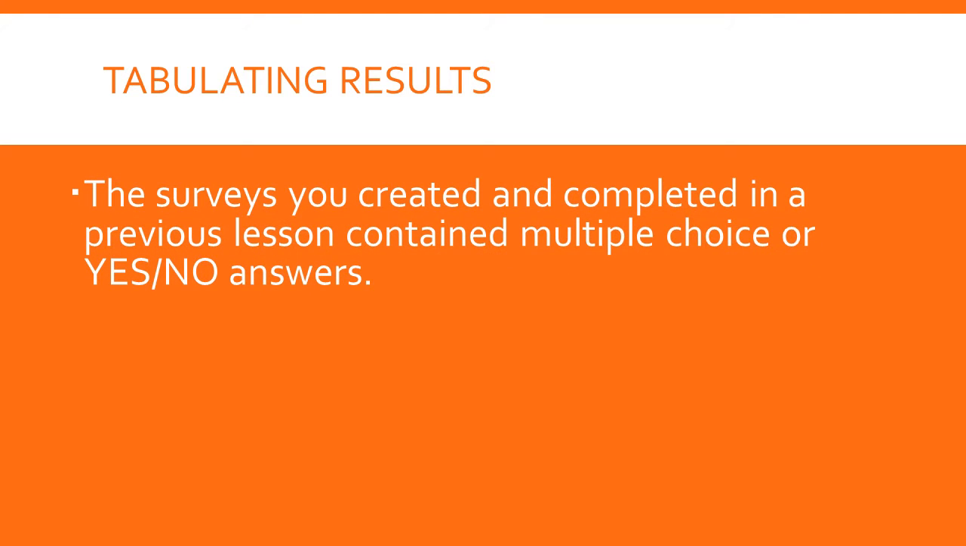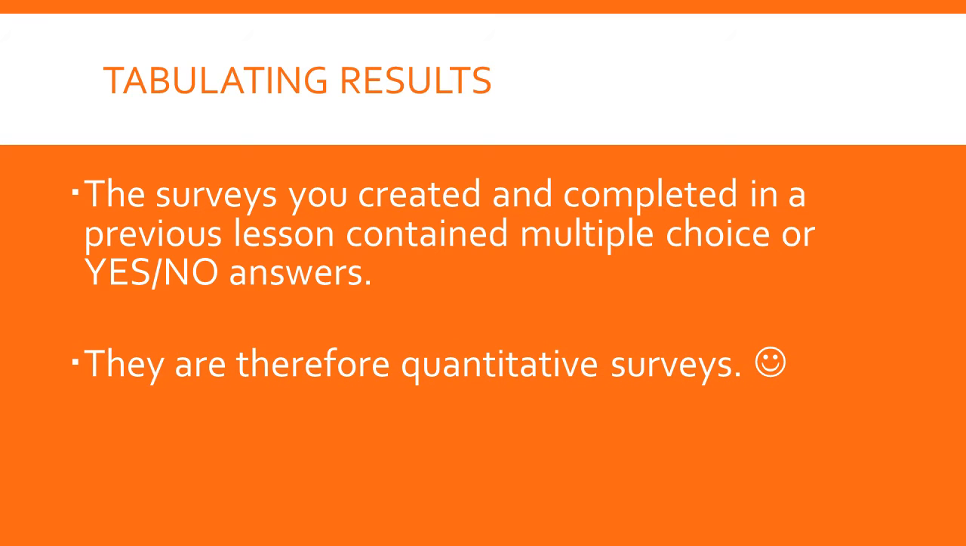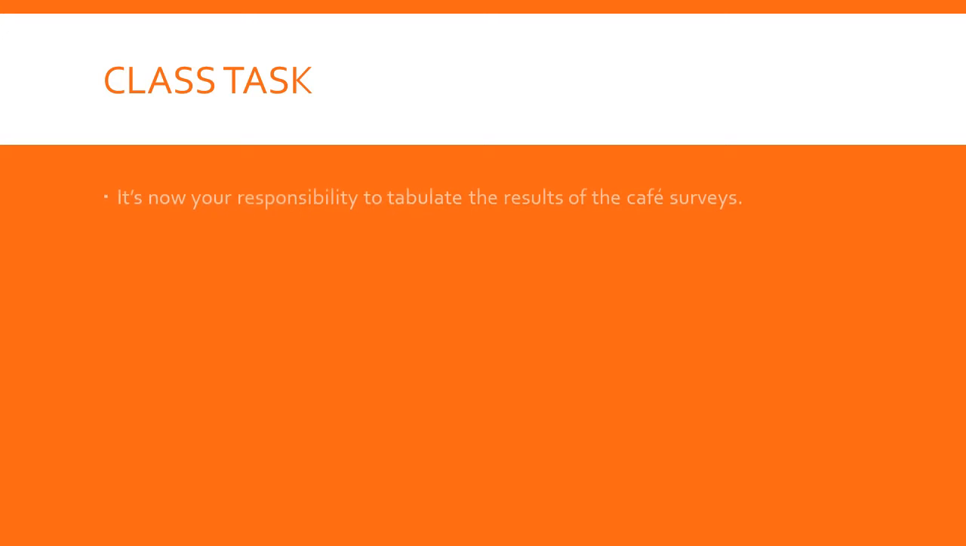Okay then, the reason we've split up this presentation is to allow people to answer any surveys that might be in their email inbox. So we've gone on to presentation number 6, and we are now going to tabulate the results. So your survey would contain multiple choice or yes/no answers. It's therefore a quantitative survey. So it's now your job to tabulate the results of the cafe surveys.